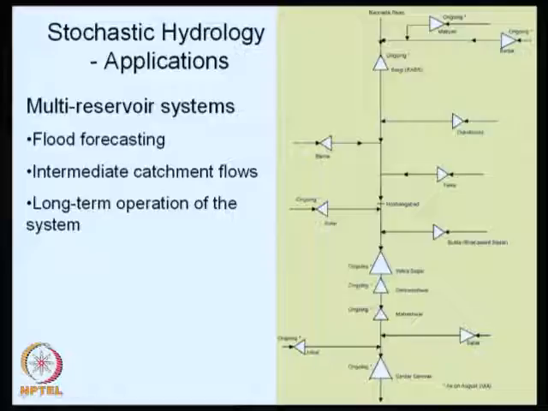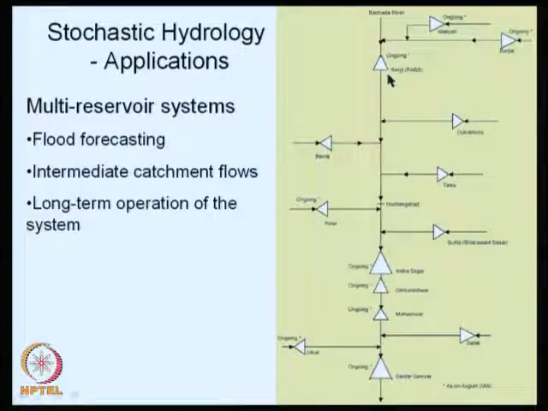Now, in these kinds of large systems, one of the important problems is that of flood forecasting. For example, we may have an important town at this location, and there is a large amount of intermediate catchment. So, this intermediate catchment contributes to the flows at these locations. So, we must have mechanisms by which we relate the catchment processes with the water levels at this location using methods of stochastic hydrology.